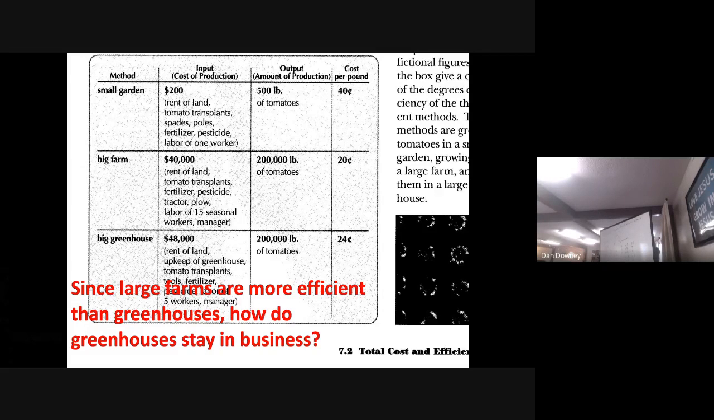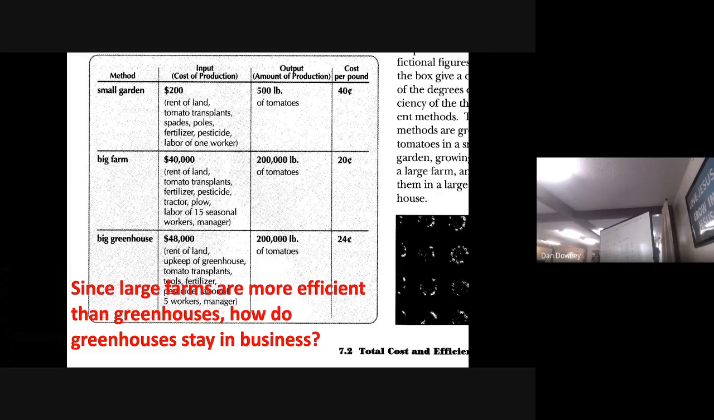Since large farms are more efficient than greenhouses, how do greenhouses stay in business at all? Well, that's what you answered there. They can stay in business all year round. So they might charge really high prices in the winter, for example. Their revenue, their prices, their costs, but their prices can be really high.